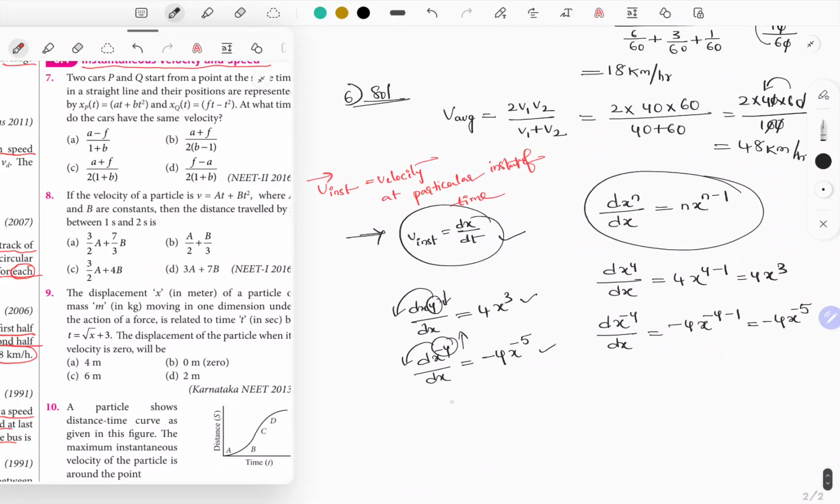Okay. And one more thing students used to get confused about a lot. It is dx by dx. If dx by dx is there, you have to imagine x power 1 is there. So it is going to be 1 into x power 1 minus 1. So it is going to be x power 0, which is equal to 1.